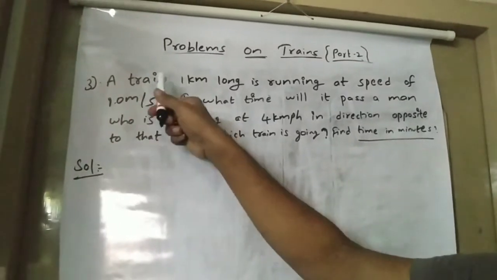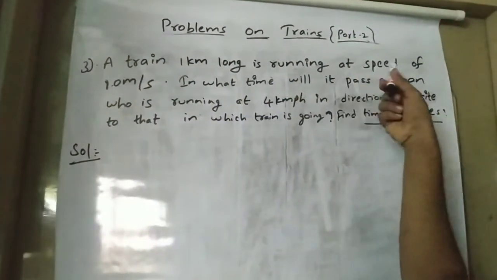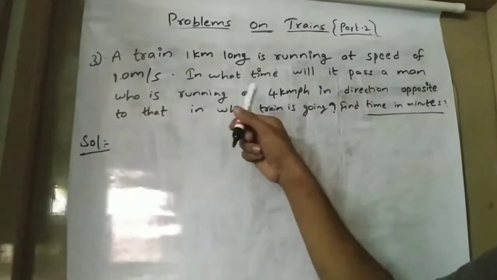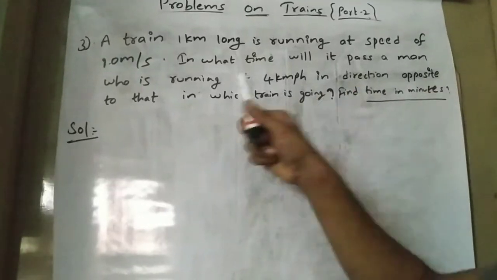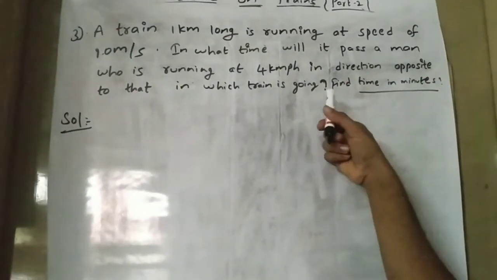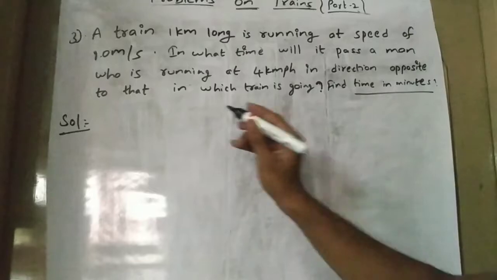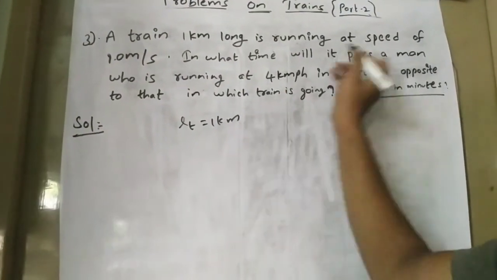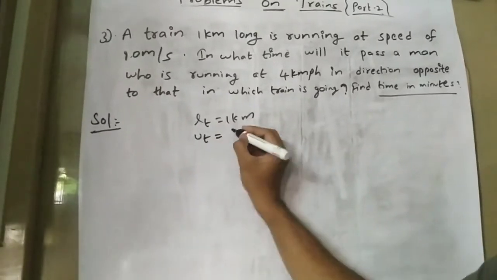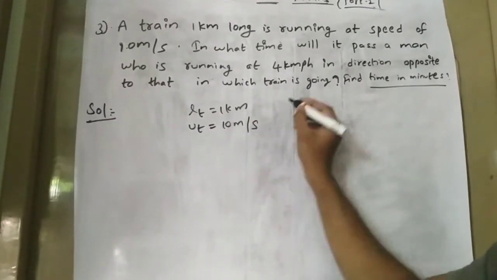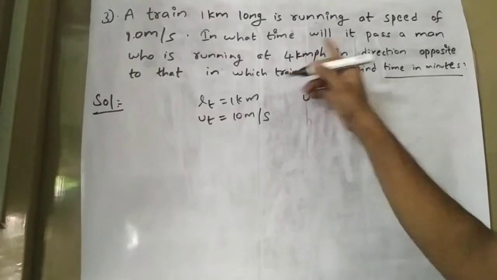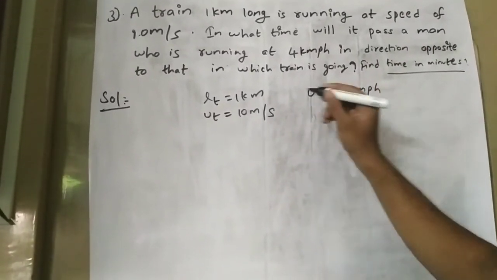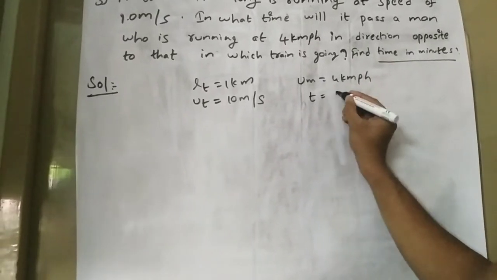Third question, it is given that a train 1 kilometer long is running at a speed of 10 meter per second. In what time will it pass a man who is running at 4 kilometer per hour in the direction opposite to that in which the train is going? Find the time in minutes. They have given the length of the train is 1 kilometer, the speed of the train is 10 meter per second and the speed of the man is 4 kilometer per hour, and they are asking us to find the time in minutes.